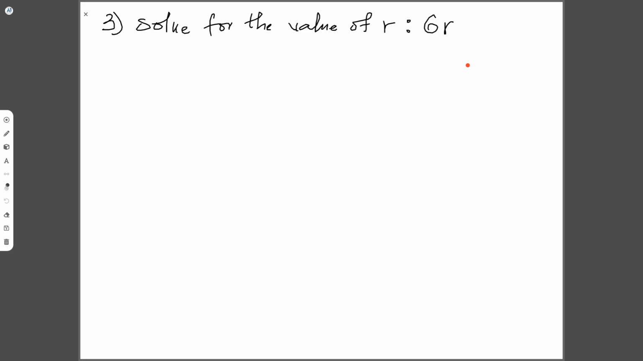6R7 base 8 is equal to 511 base 9. 6R7 base 8 is equal to 511 base 9. So we want to obtain the value of R. That's the question. Solution.